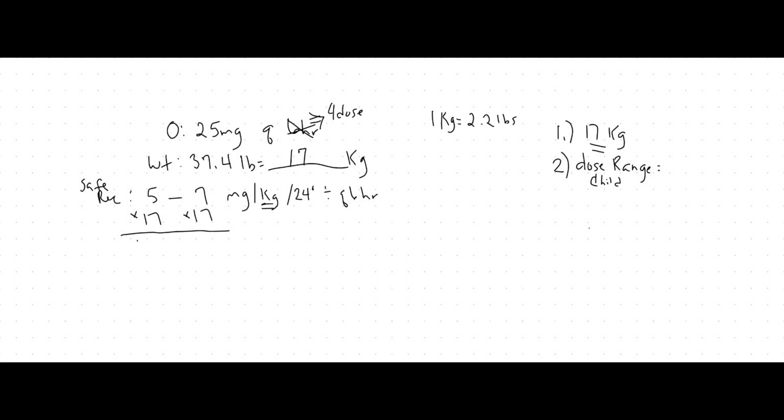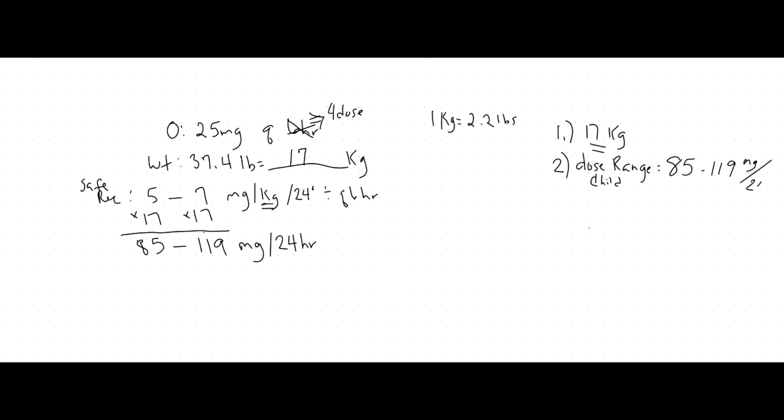Oops, where's my calculator? Up here. 85. Okay. And then 7 times 17 is what? 119. Okay. All right. So this right here, this 85 to 119 milligrams per 24 hours is safe for this child who's weighing 17 kilograms. So the safe dose range for this child is 85 to 119 milligrams per 24 hours.